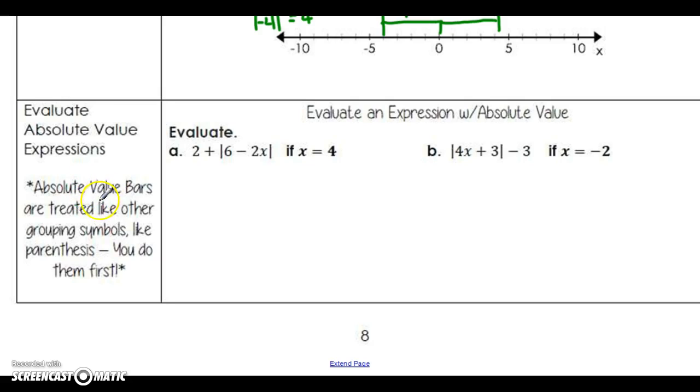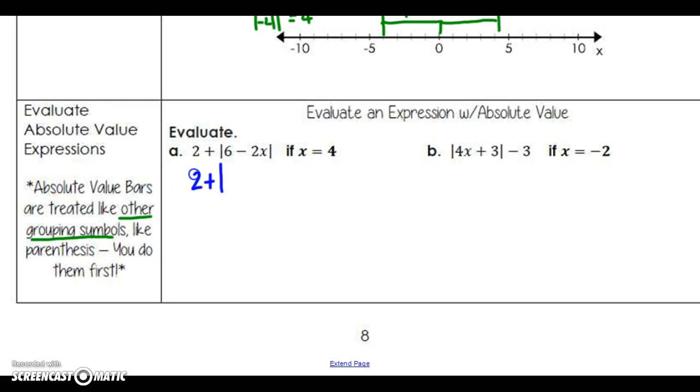So let's go ahead and try solving some equations with absolute value in them. We want to make sure absolute value bars are treated like other grouping symbols, kind of like parentheses. You do them first. If they're going to give you a value for x, you're going to plug that in. So let's take a look.